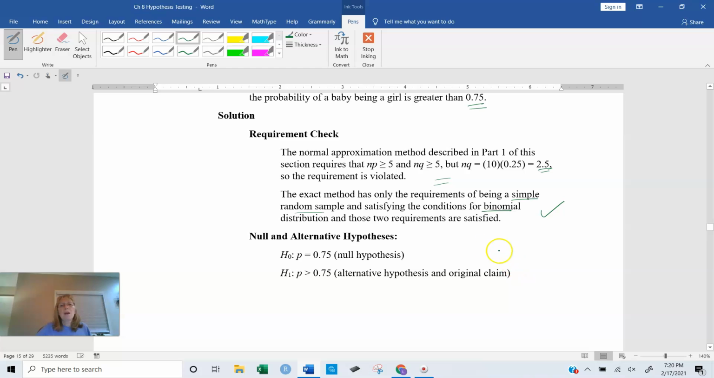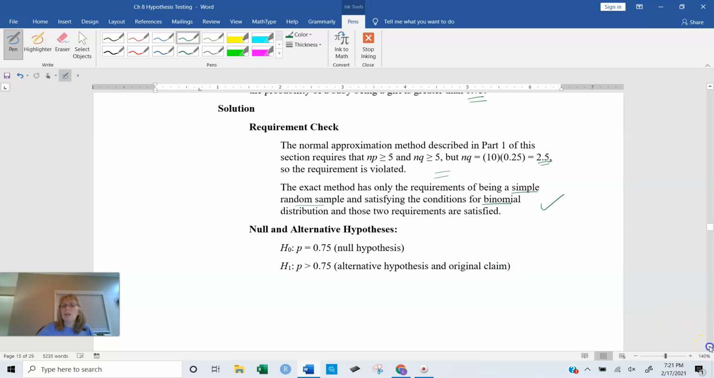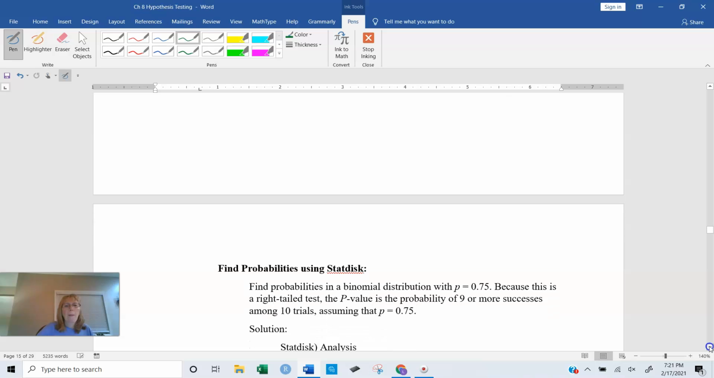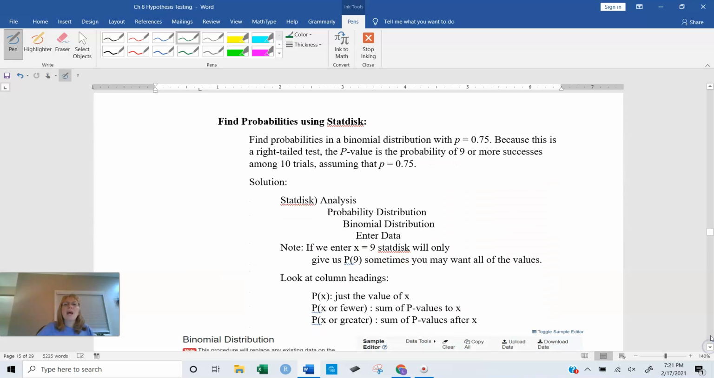Okay, this time it equals 0.75 for our null. Our alternative is greater than 0.75, because we would have more than 75% chance of having a baby girl. We're going to use StatDisk, so type these into your program. 0.75 is what you want. We're going to use a right tail test because it has to be greater than. 9 or more successes among 10 trials.